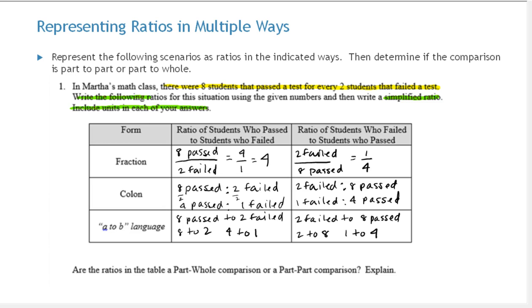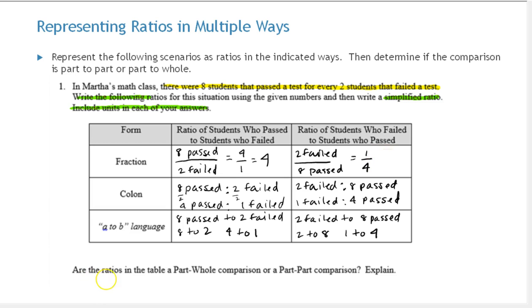So notice when we're writing these ratios, we don't know how many students are in Martha's class. There could be 1,000, or there could just be 10 and 2 students failed and 8 students passed. There could be 5 students, 1 failed and 4 passed, but this ratio is giving us information about the total number of students without actually knowing the total number of students. We're getting that multiplicative comparison.